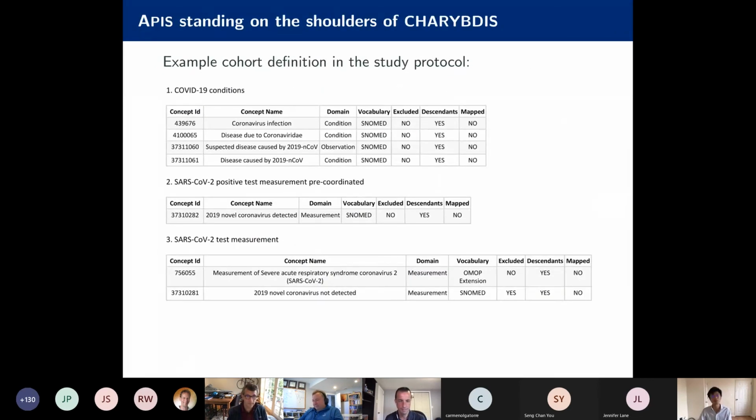As many of you are well aware, defining what constitutes a COVID positive diagnosis in this health data is not at all straightforward. But fortunately, in the OHDSI community, we have clinicians and informaticists who know how to define these things in the right way. So in particular, I was able to take the phenotype definition the Charybdis team came up with and repurpose it for the APIS study.